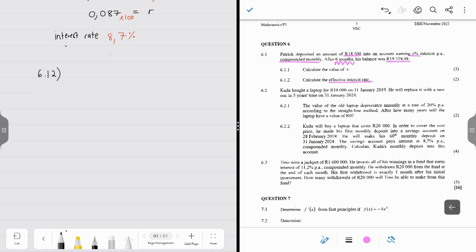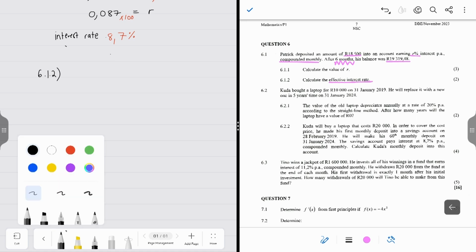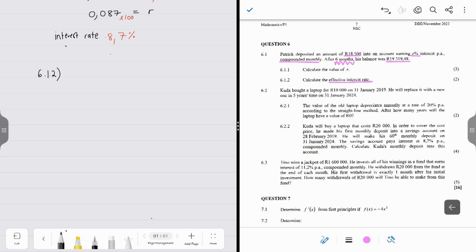Now, we should know our formula for effective and nominal interest rates, and so I'm going to write that down. That is not on the formula sheet. This is something that we need to remember. 1 plus I effective is equal to 1 plus our I nominal over our compounding period to the power of our compounding period. Remember, our effective interest rate is a yearly compounding period, so it will be over 1. So we can leave it as just I effective.